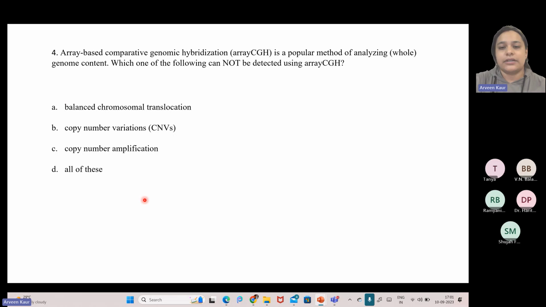So in order to understand the answer of this particular question, we basically need a basic understanding of the principle of array-based comparative genomic hybridization. So it is somewhat like microarray only. So since you have briefly read about microarrays, I urge you to go through the question once and we'll come to the answer.